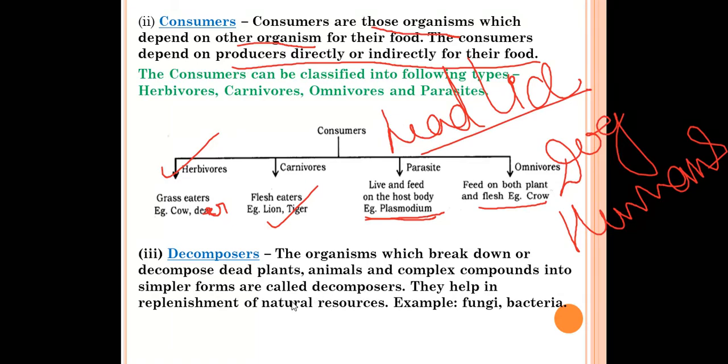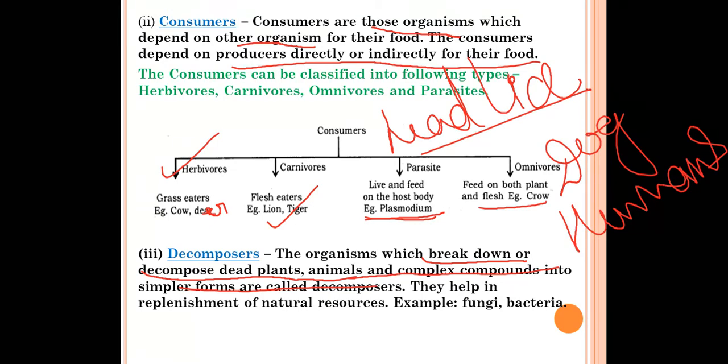Next we have decomposers. So what are decomposers? Decomposers means breaking. They help in the breaking down of any substance. The organisms which break down or decompose dead plants and animals and complex compounds into simpler forms are called decomposers. As you know, during digestion, the food in our stomach is broken down into small pieces with the help of enzymes. The decomposers do the same work.